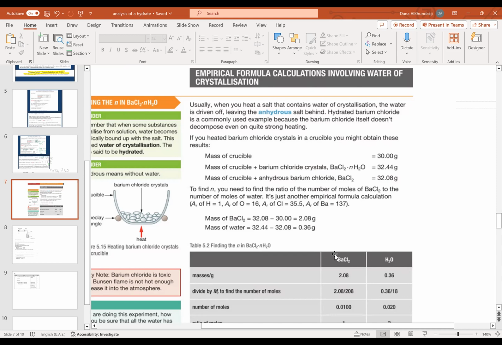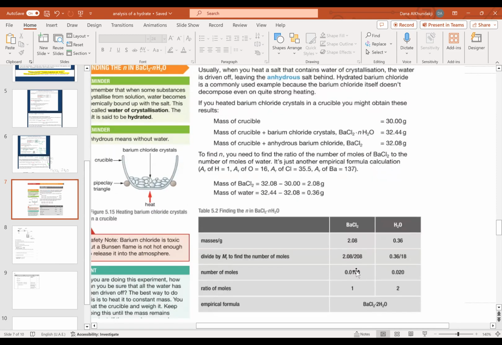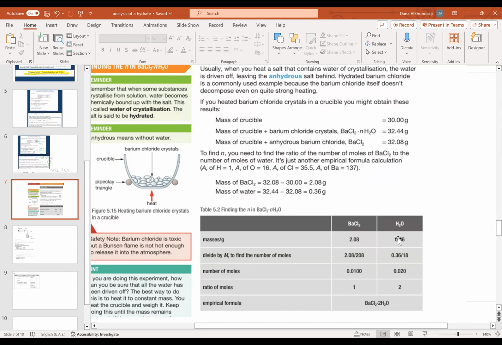So you're looking for the salt without the water formula, and then here you need the water on its own. Therefore, you need a simplified mole ratio eventually between them. But to start, you need to start with their masses. So you need the mass of the barium chloride, which means the anhydrous. The anhydrous is this one with the crucible. So you need to subtract the crucible.